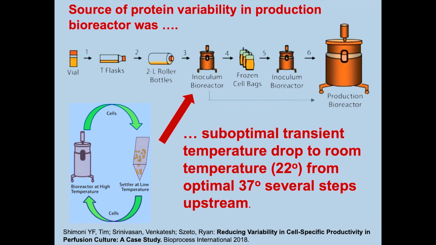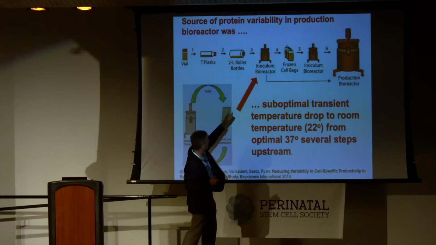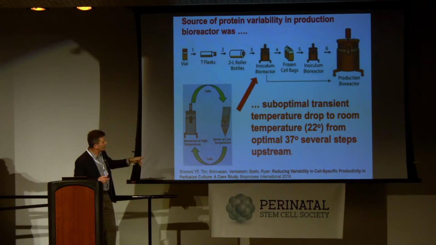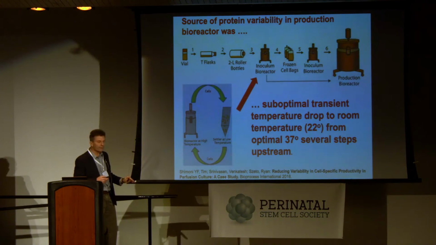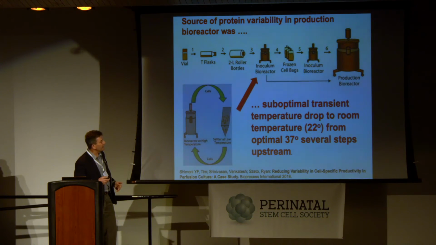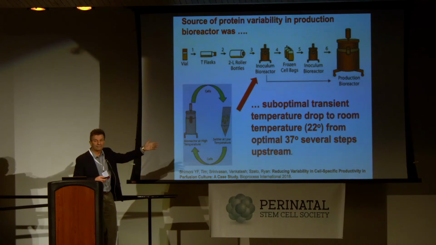They investigated all the way back through the entire seed train, where there were many assumptions that maybe it was coming from here, it probably was coming from there. Everything that they tested led to the conclusion that this was happening with one suboptimal drop in temperature from 37 down to 22. Well, think about that. How often do we do that with cells? And when they corrected this single suboptimal transient, the variation went away.